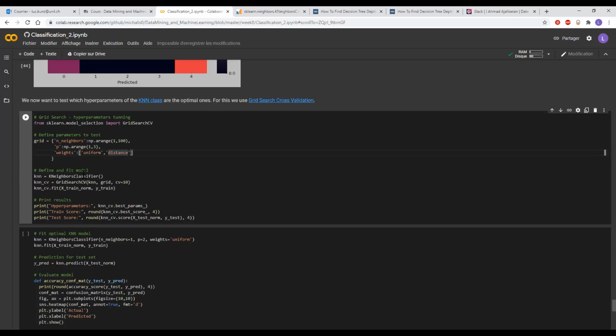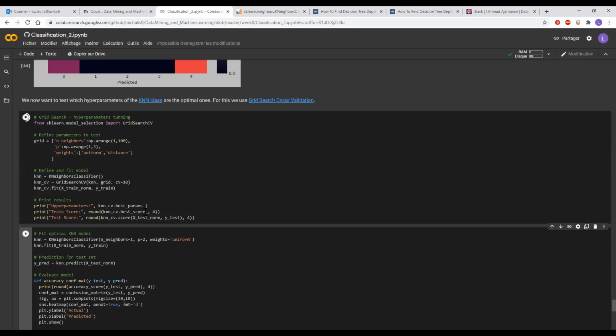And we do this, so we define the model. We also define the cross-validation. We use in this case 10 folds, and we pass the grid that we defined as arguments, and we fit, and we want to see the best parameters and also the training and the test scores in this case.